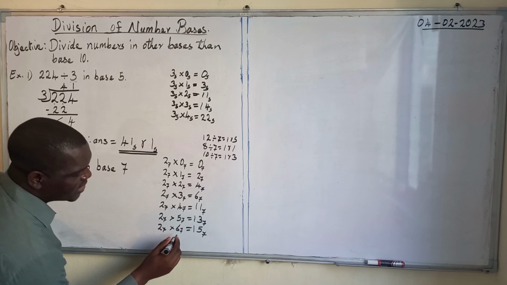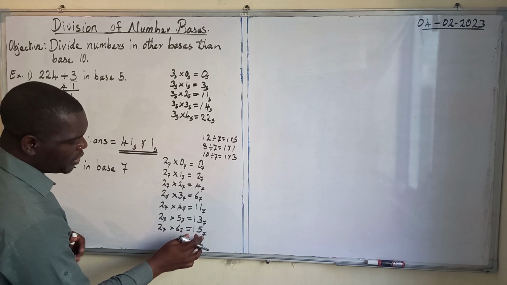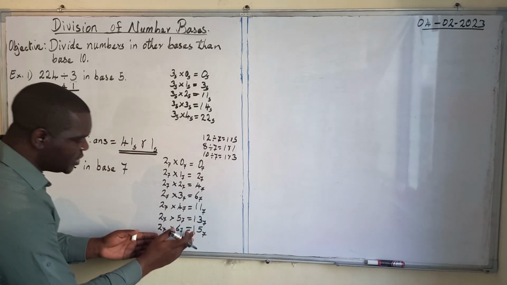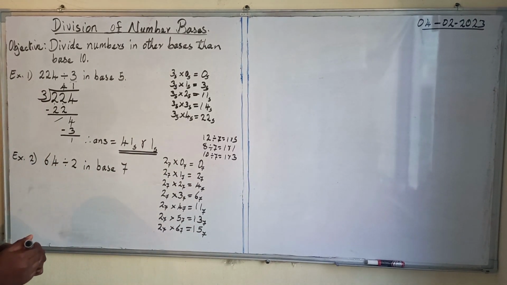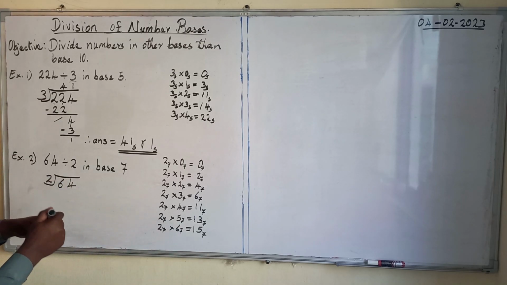This is in base 7. Remember, we are working in base 7 and this is up to 6. So we are going to use this table for this division. 64 divided by 2. We are operating in base 7.